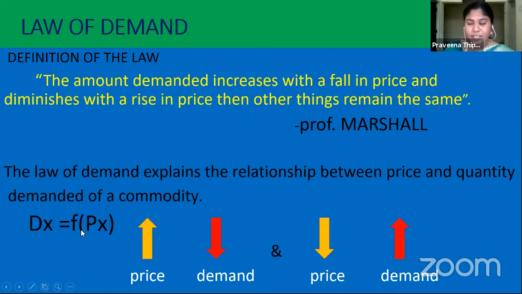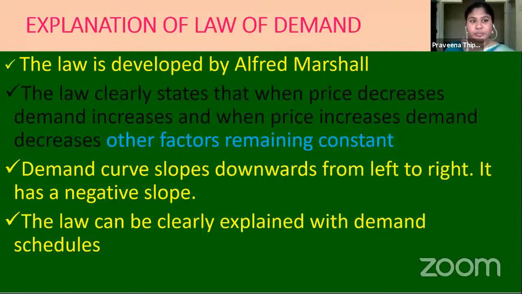It means that demand for any commodity depends on the price of that commodity. So when the price of a commodity is high, the demand for that commodity will be less. And when the price of a commodity is less, the demand for that commodity will be high. So this is the law of demand. The law is developed by Alfred Marshall.